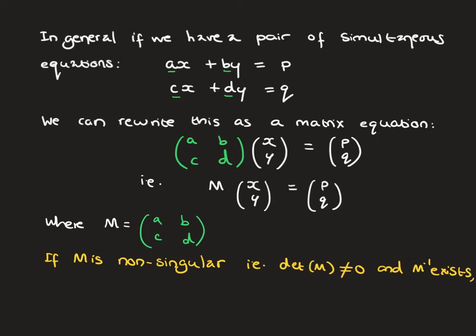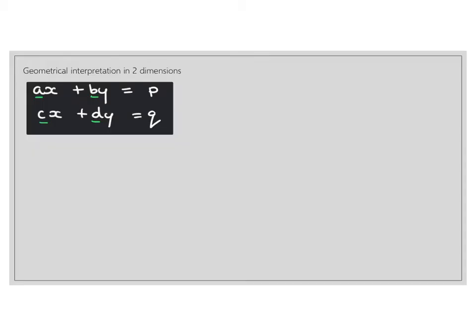then we can solve the equation by saying that xy is equal to m minus 1 pq. But again, this only works if m is non-singular, so that the matrix inverse exists. So we're going to have a think about the geometrical interpretation of this.